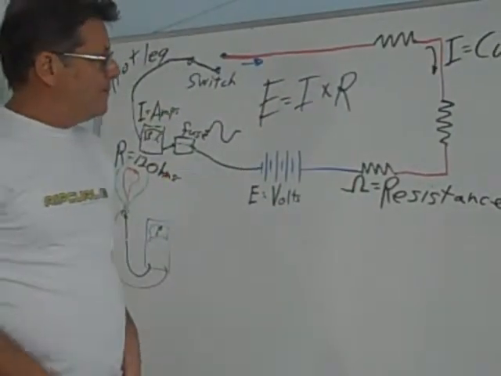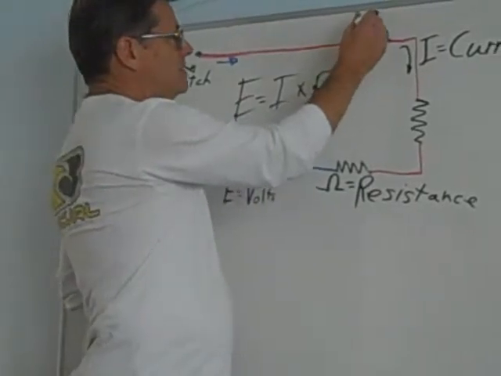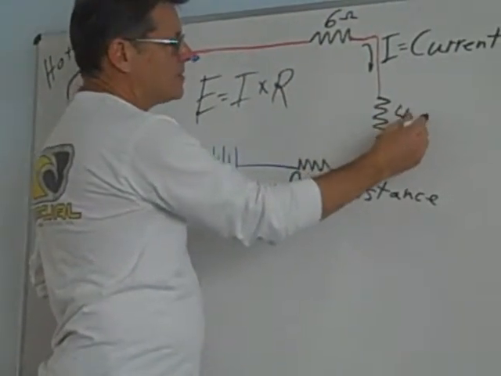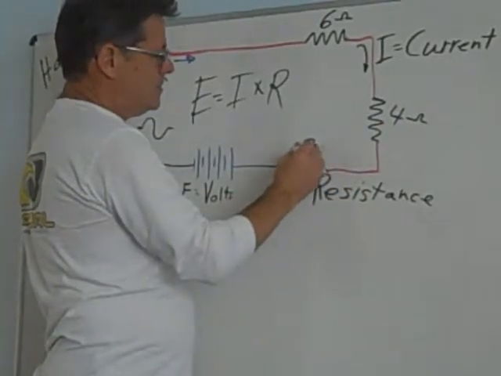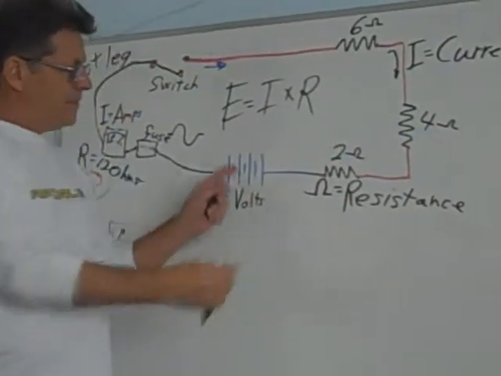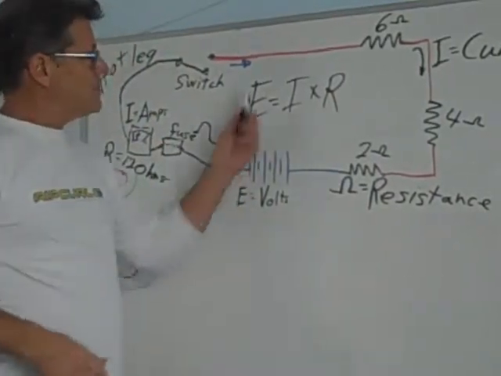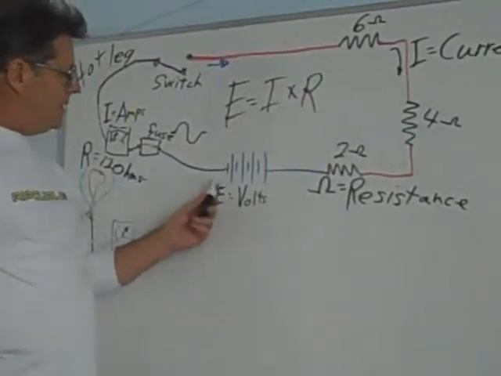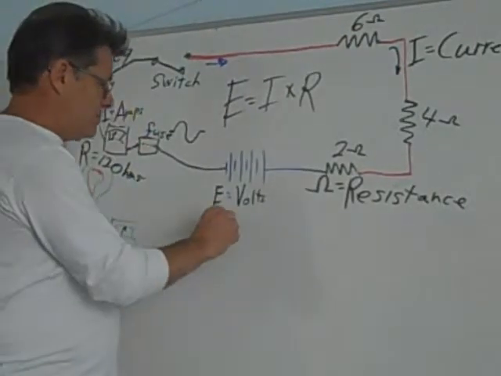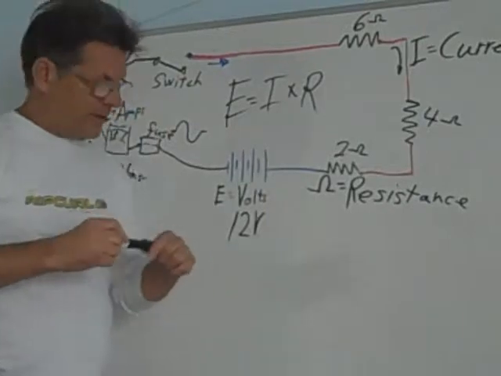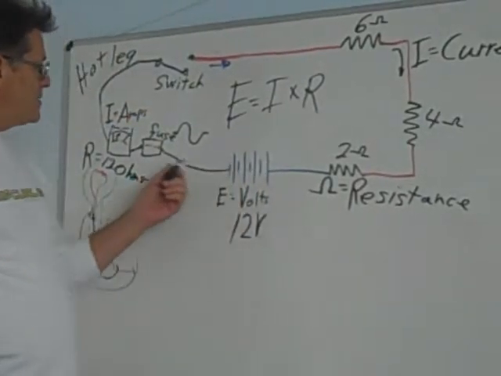So let's do that a little bit. Let's say that this resistor is 6 ohms, and this resistor is 4 ohms, and this resistor is 2 ohms, and we know that because we measured them with our ohm meter. So we put these resistors into a circuit, and our voltage is 12 volts. We know that because we bought a 12 volt battery, right? So we make this series circuit.